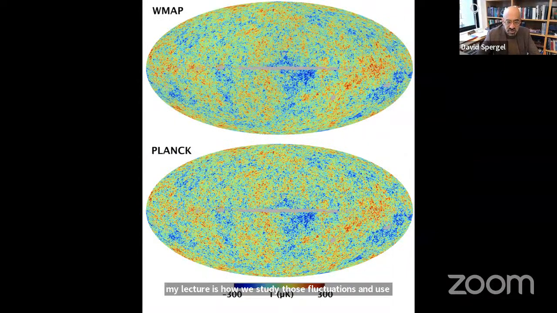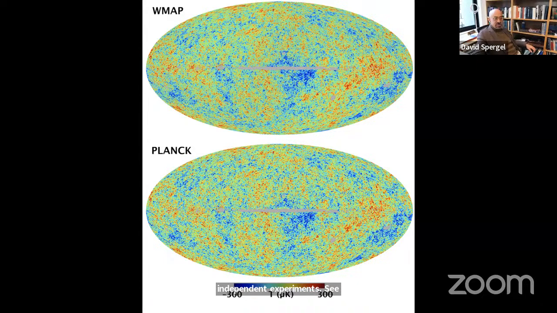So first, let's look at the data. Here's the data from the WMAP and Planck experiments. At this resolution, your takeaway should be, hey, those pictures look the same. That's good. And that's actually a tremendous accomplishment when independent experiments see the same thing with very different instrumentation. It's really reassuring to see groups confirm their results.